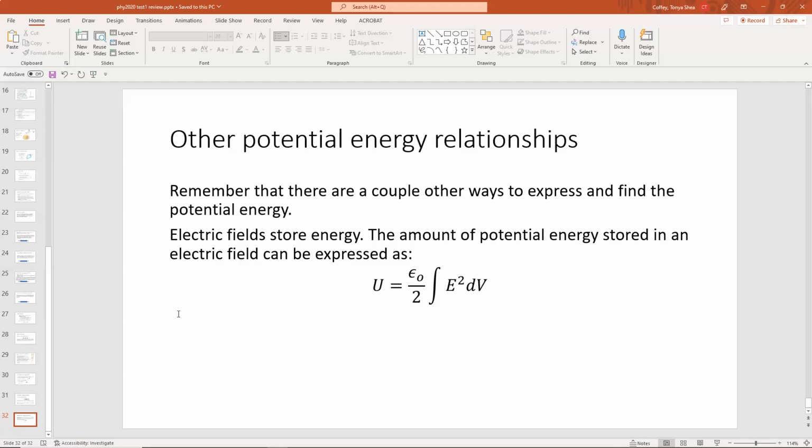Okay, and so if you have an electric field E occupying some region of space with some volume V, then in order to find the potential energy stored in the field, you find epsilon naught over 2 times the integral of the magnitude of the electric field squared dV. Okay, and that would give you your potential energy. So that's a quick run through of the topics that we covered.